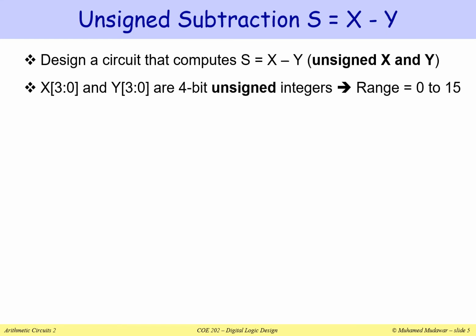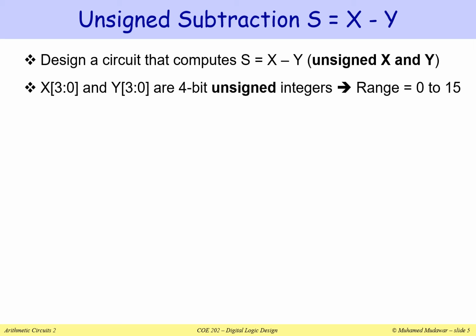How about subtraction? Suppose I would like to design a circuit that calculates s is equal to x minus y, where x and y are unsigned. So the range is from 0 to 15 because x and y are unsigned integers. How do I calculate x minus y?